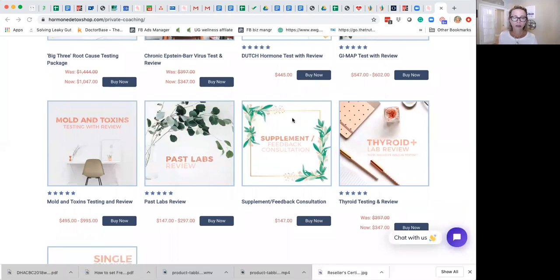We also have this consultation right here, supplement feedback review. I may put that on sale soon, so that if you want to just come to talk to us about your case and coronavirus, we're not doing treatment of coronavirus, just general recommendations for your best health in consideration of coronavirus. So I think this is a great time to just motivate about your health and learn more.